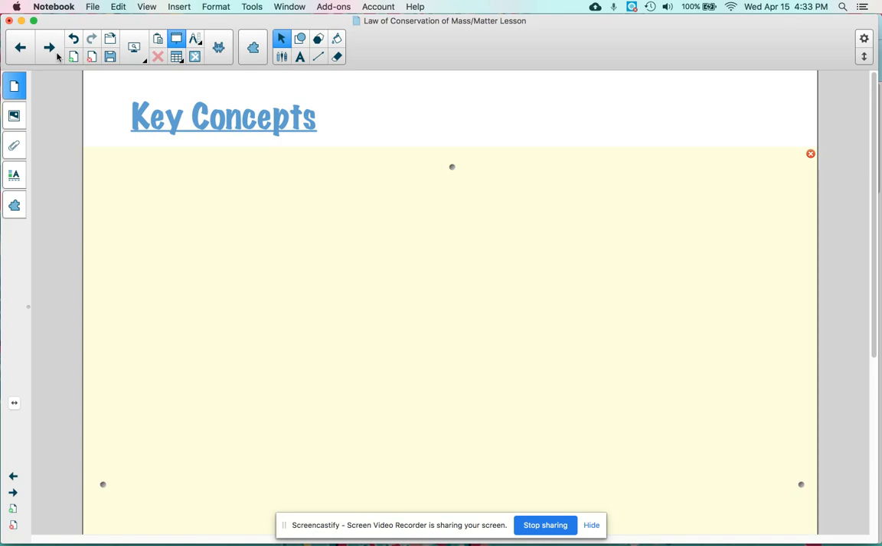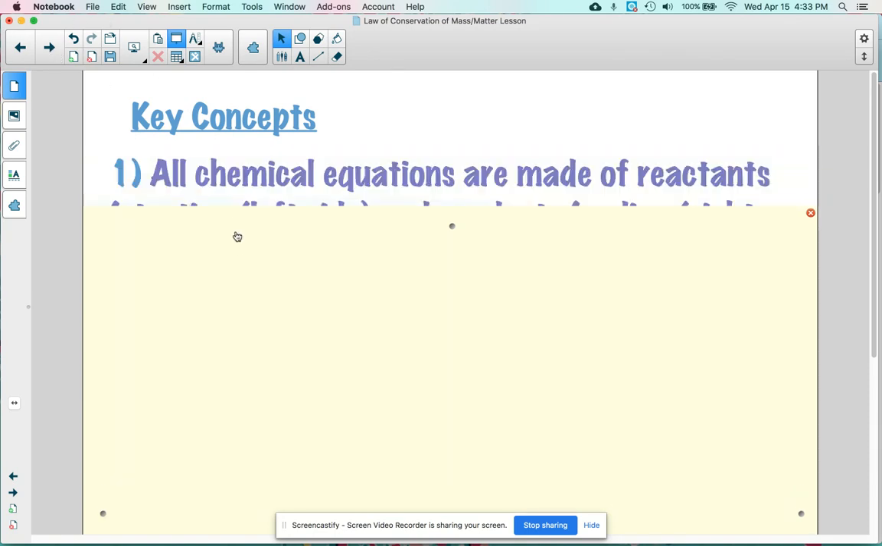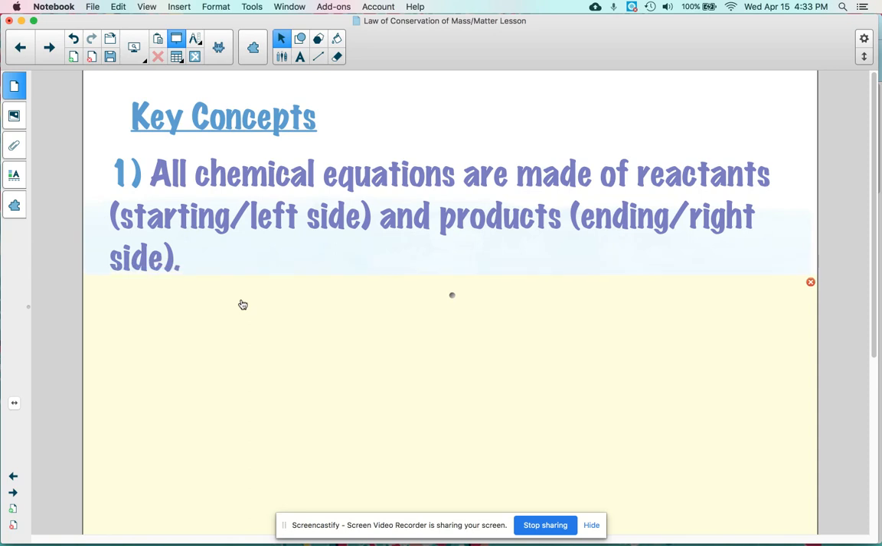Now turn to your key concept pages and we'll write down these couple key concepts. The first key concept says all chemical equations are made of reactants. Those are the starting things, or the things on the left side of an equation, and products, which are the ending things, or the things on the right side of the equation. Please pause the video and write that down.